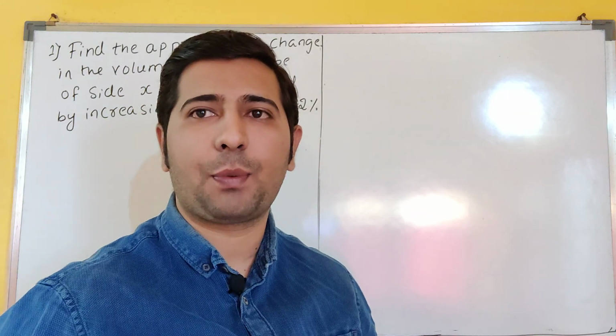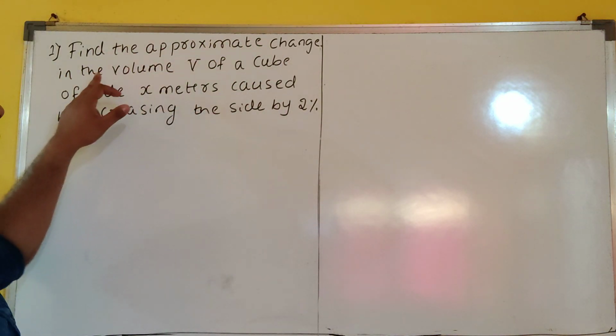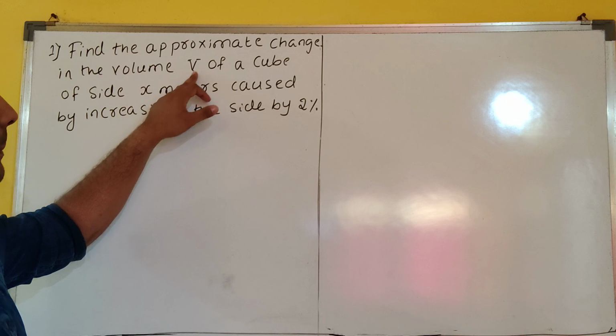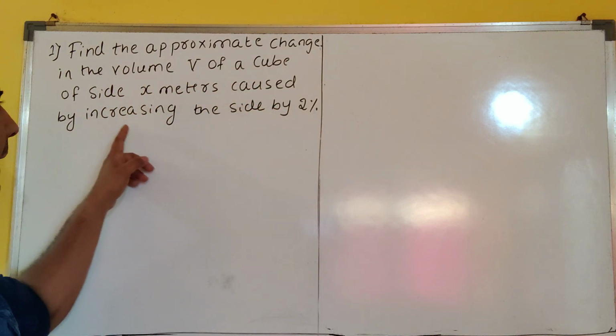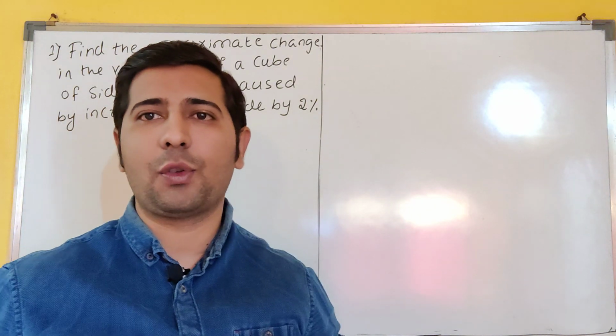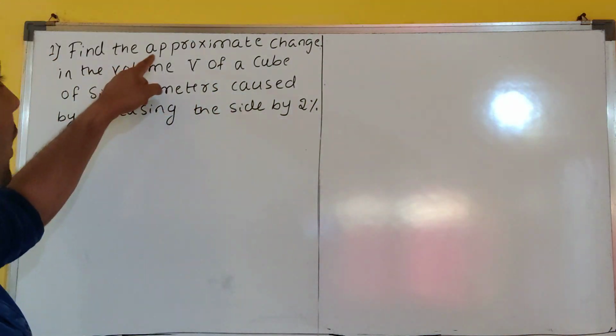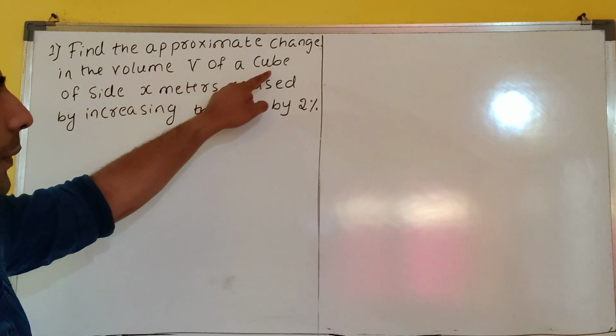Let us see the first problem, dear students. Find the approximate change in the volume V of a cube of side x meters caused by increasing the side by 2%. Very simple question, dear students. So what do I have to find here? The approximate change of volume V of a cube.